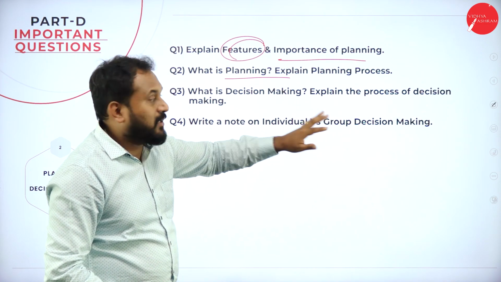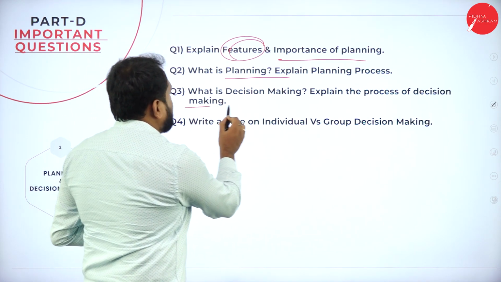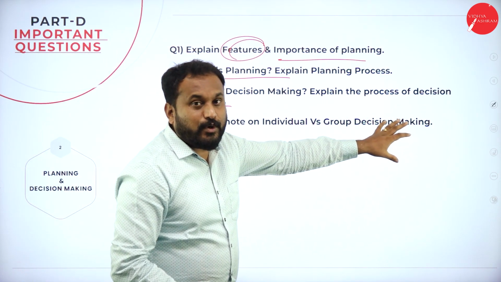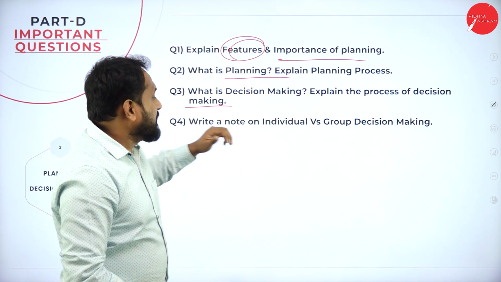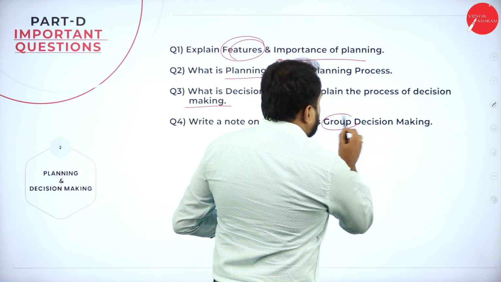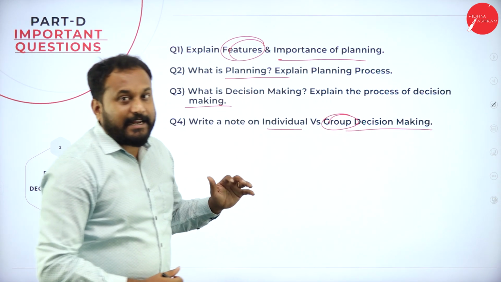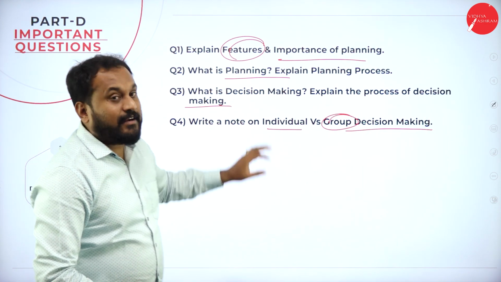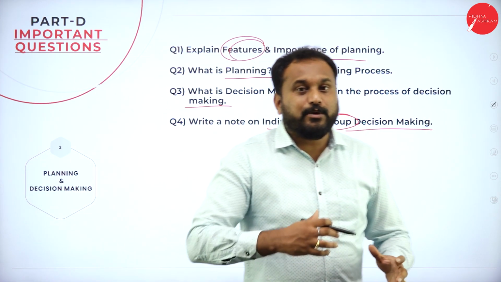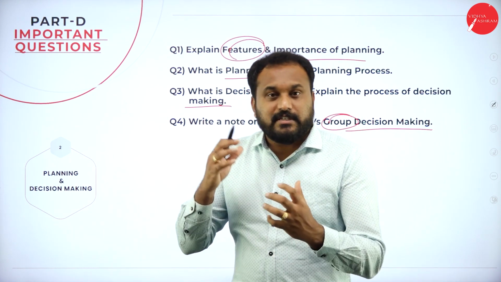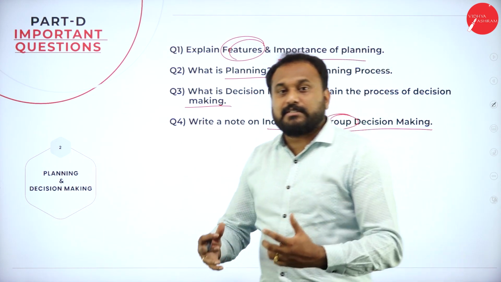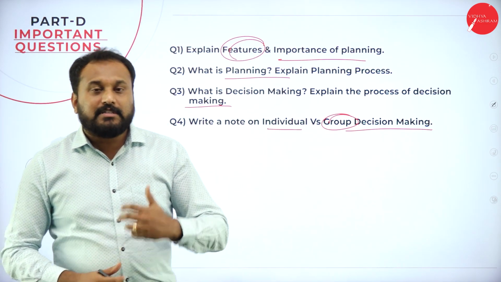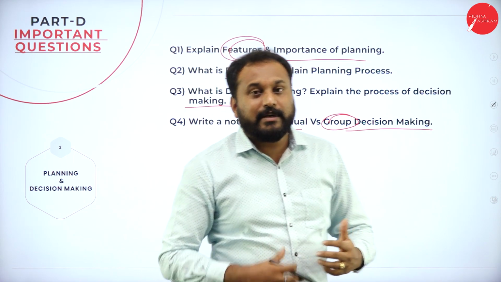What is decision making? Explain the process of decision making for 15. Or you get a question that is write a note on. Now whenever you go with write a note on, it's all for 5 marks. That is individual versus group decision making. It's a write a note on. But I have done a very good session on decision making and individual decision making, where you can actually take advantage of it. Just watch the session, how exactly it is. I've given all simple examples and simple points where you can remember it, you can understand it.